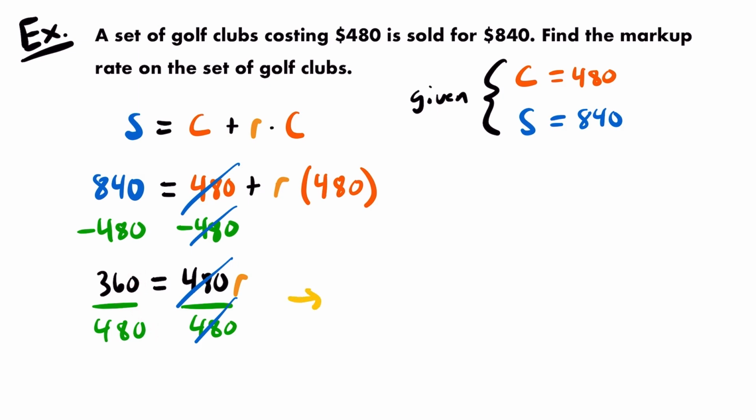So here's what we have so far. That markup rate r will be equal to 36 divided by 48. I just flipped the sides of the equation. You can do that. It still would be true. But then we can simplify further because both 36 and 48 have a common factor of 12. So we can reduce this fraction by a factor of 12. 36 divided by 12 is 3, and 48 divided by 12 is 4. So this is equal to 3/4, which would be the fraction form of the markup rate.